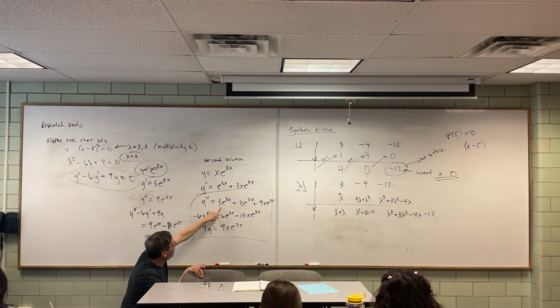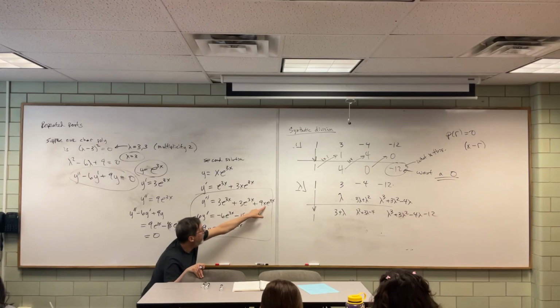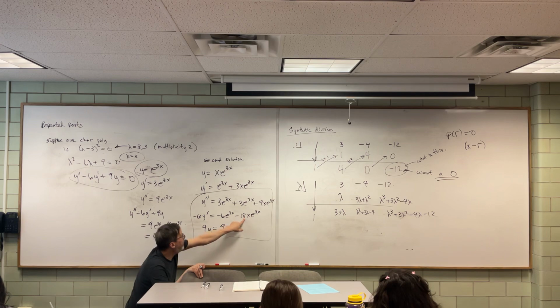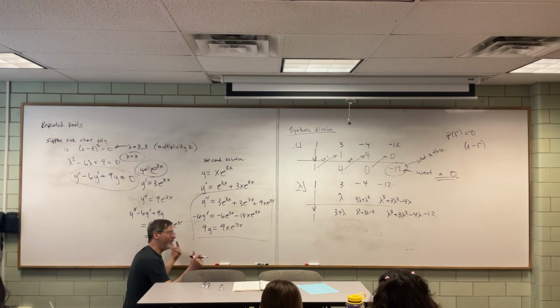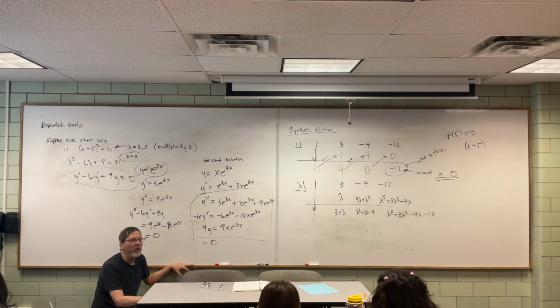Okay, so we have 6e to the 3x minus 6e to the 3x, dead, so all the e to the 3x's die. 9 of these minus 18, that's negative 9 plus, add all up to 0. Do I need to explain what I'm doing?